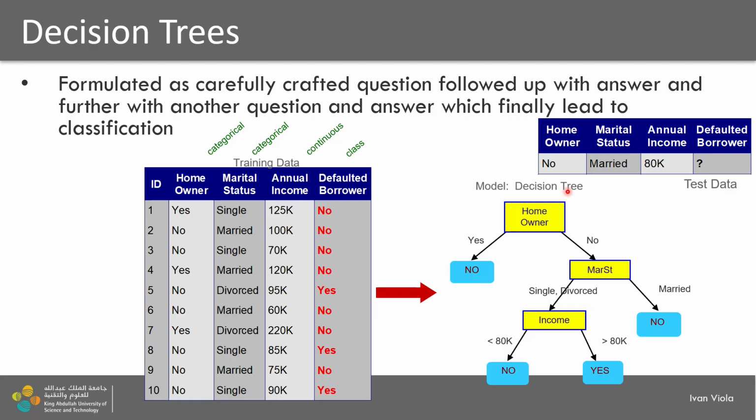So now, if we have somebody who is not a homeowner but is married as test data and with an annual income of 80K, what do you think, according to this decision tree, will this person be able to repay the loan or not? Well, as married, it seems that they will typically be able to repay the loan.